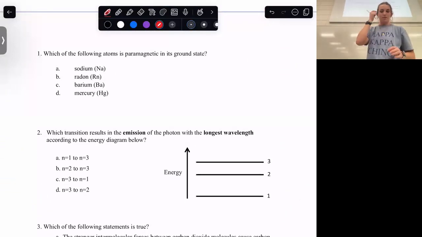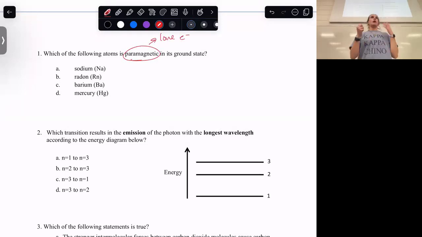So which of the following atoms is paramagnetic? This one? Yes. So what does it mean to be paramagnetic? We have lone electrons. Good. Right, so we want unbound electrons. So how many unbound electrons does sodium have? It has 1, and this is 3s1.